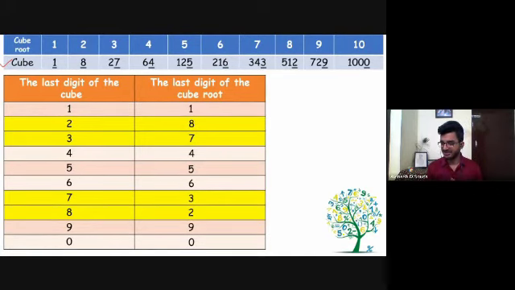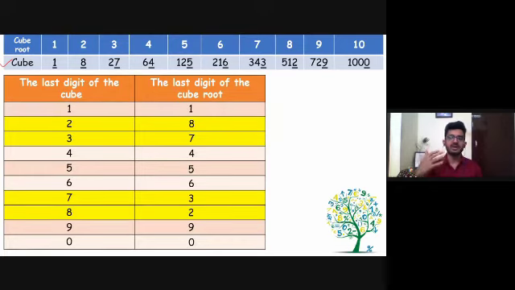I'll give 30 seconds to those who are still trying to understand. So if the cubes are ending with 1, 4, 5, 6, 9 and 0, the cube root also ends with the same digit. Whereas for the other numbers, it will change. If it is a 2, then it ends with 8. If the cube ends with 8, the cube root ends with 2. If it is 3, the cube root ends with 7. If the cube is ending with 7, the cube root ends with 3. Looking at your dones in the chat box, I believe you all are ready.